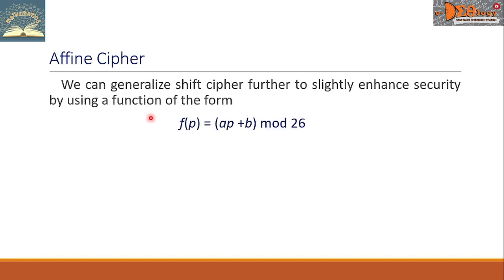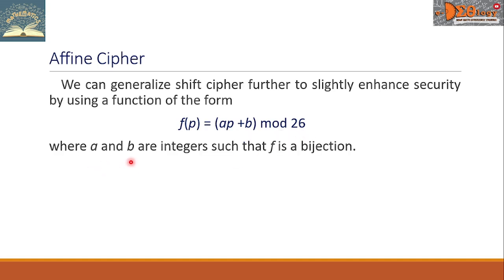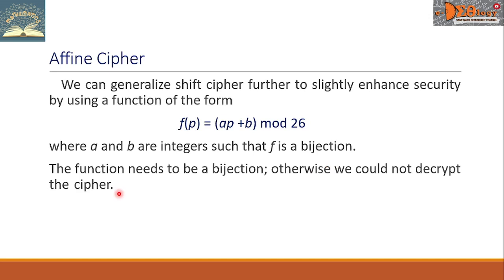By using a function of the form f(p) = (ap + b) mod 26, where a and b are integers such that f is a bijection. The function needs to be a bijection, otherwise we could not decrypt the cipher.